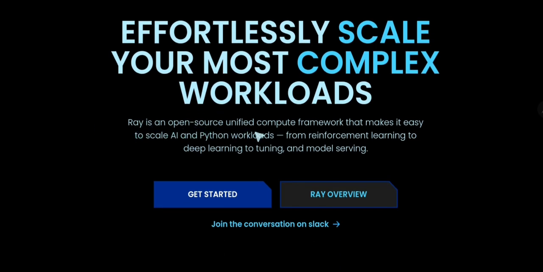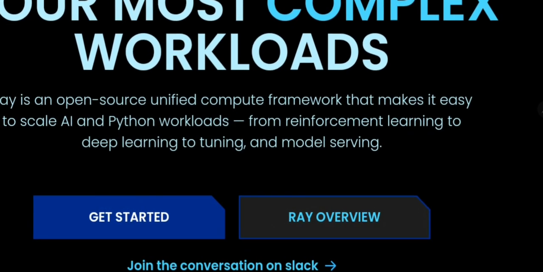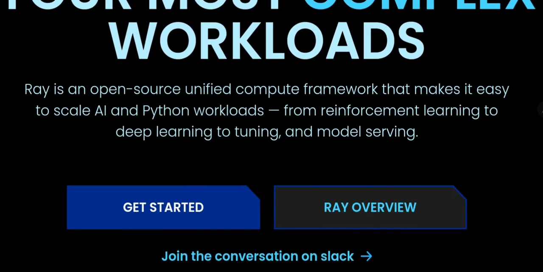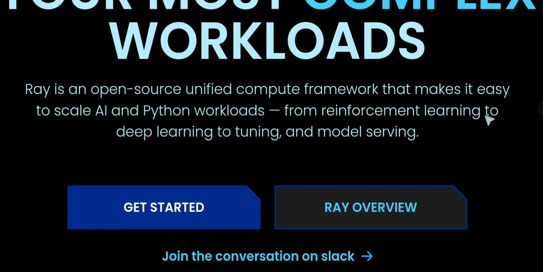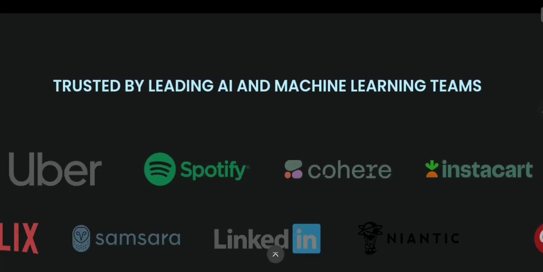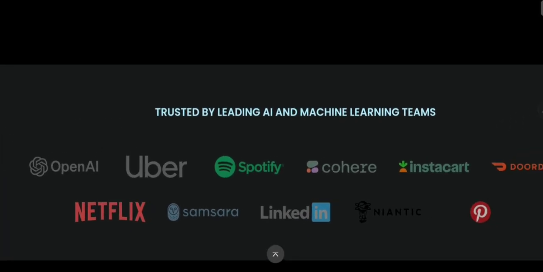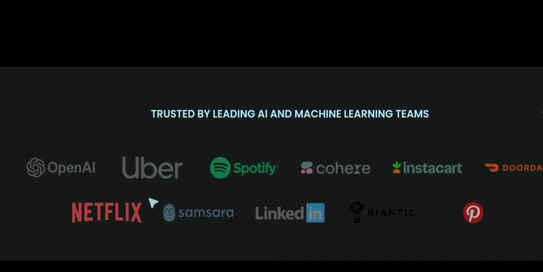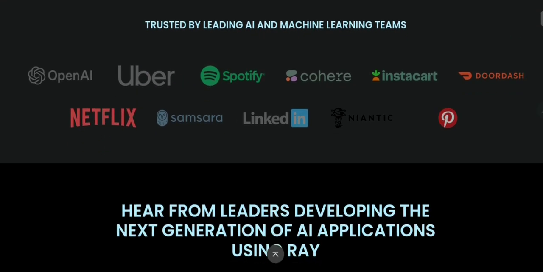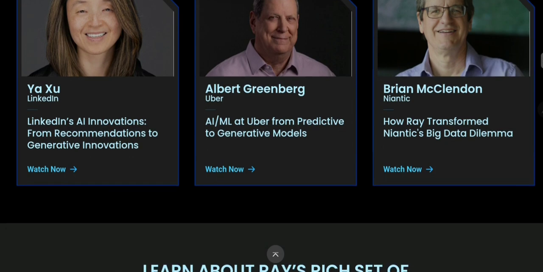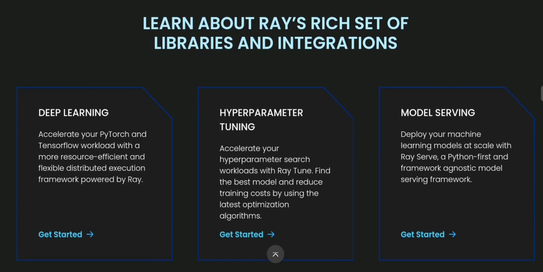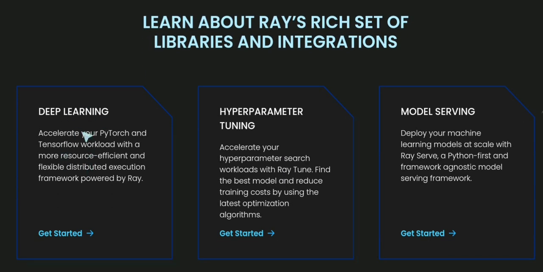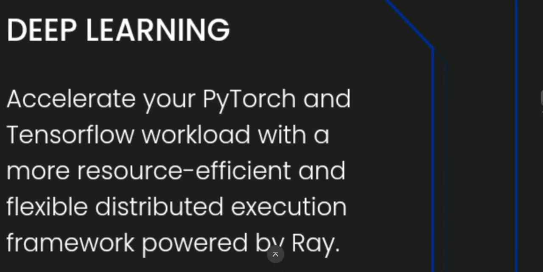So Ray is an open source unified compute framework that makes it easy to scale AI and Python workloads, from reinforcement learning to deep learning and tuning and model serving. We have here all the marketing stuff, all the companies you see: big companies such as Netflix, Uber, Spotify, LinkedIn, they use it. So it's pretty safe to use. Some happy faces, and it's used to accelerate your PyTorch. So it's integrating with the libraries that we have.